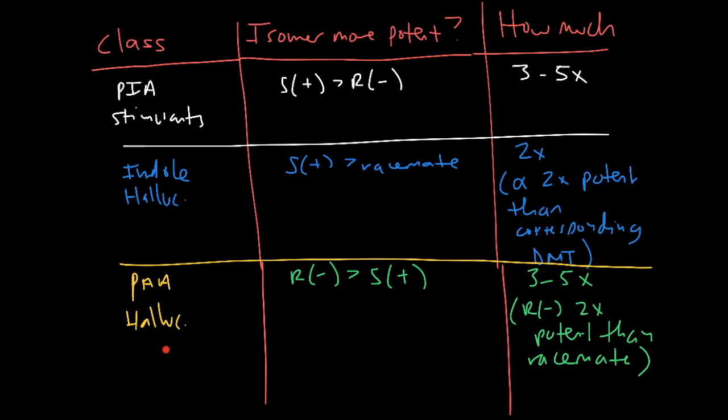So for PIA hallucinogens, the R isomer is more potent than the S plus isomer. Basically the reverse of everything else. R is greater than S by 3 to 5 times. However, your R minus isomer is more potent than your racemate by twice. So if he gives you the racemate and he gives you the R isomer, multiply the racemate by 2. If he gives you the S isomer, then gives you the R isomer, multiply the S by 3 to 5 times, and you get the R.